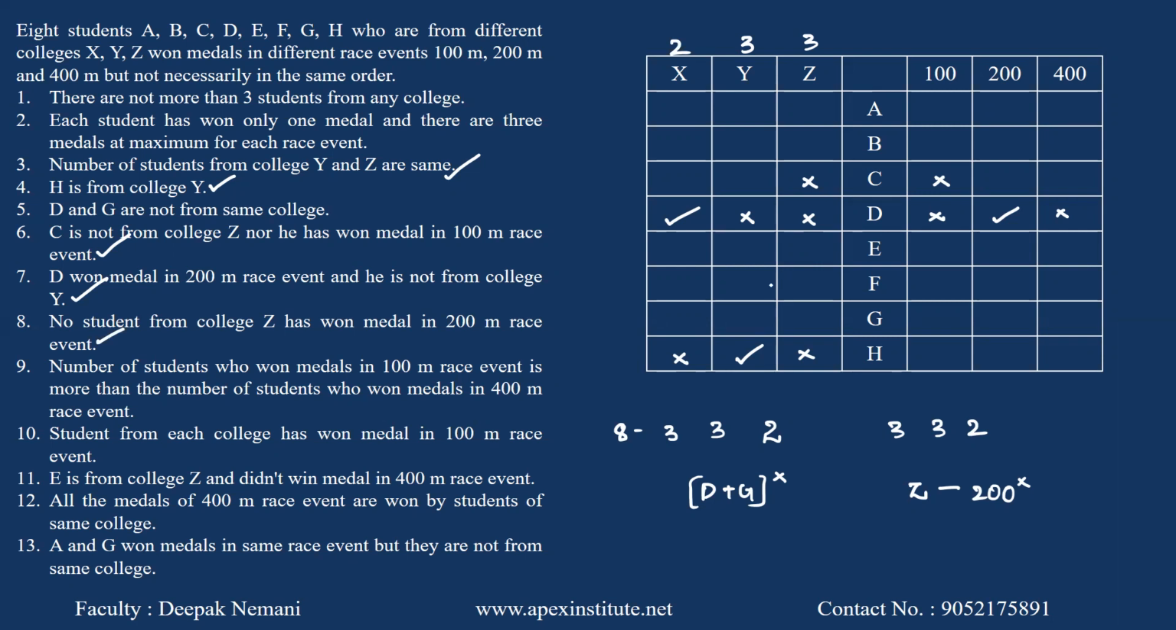Perfect. Now the number of students who won medals in the 100 meters race event is more than the number of students who won medals in the 400 meters race event. So this should be 3 and this should be 2 and this should be 3. Consider that. Now a student from each college has one medal in the 100 meters race. So in the 100 meters race, you have students from college X winning a medal, college Y, and college Z.